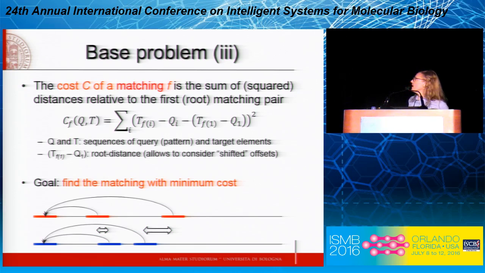The final goal here is to find the matches that minimize the overall cost, by minimizing, of course, in the matching, the distance between elements of the pattern and the region of the track.